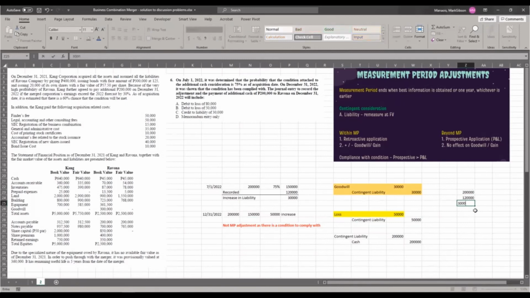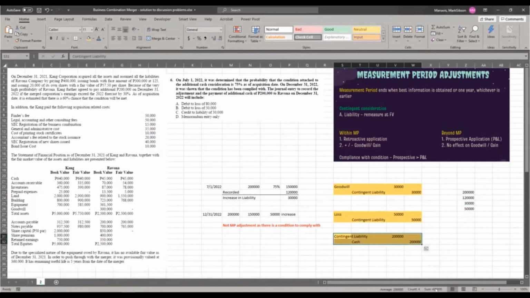So we have to increase that. So 30,000. So magkano pa yung kulang? 50,000. So we have to adjust our contingent liability. Pero this time, we are no longer using goodwill. Kasi nga, there's condition attached, so we use P&L. So, debit loss, credit contingent liability. Ituloy na natin, syempre, dahil nga they have complied or achieved the condition. So, bayaran natin siya in full. Debit contingent liability, credit cash for 200,000.